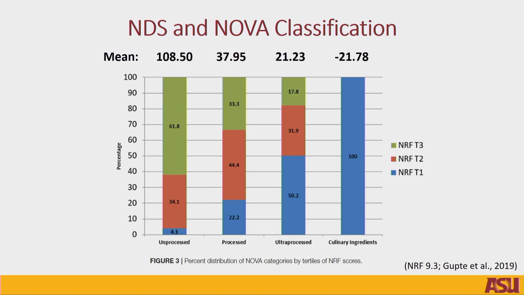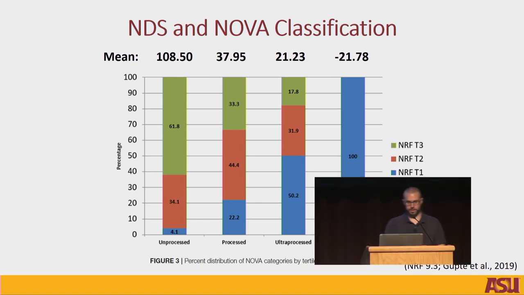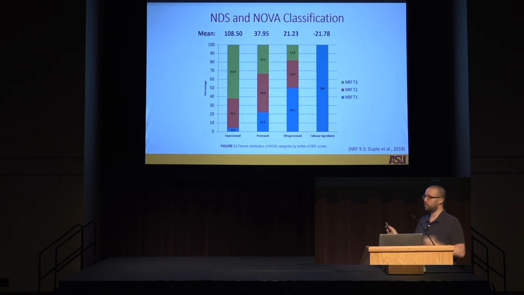And when we look at the means, we see that overall, unprocessed foods, 108. Then we drop down for processed foods, lower for ultra-processed foods, and then culinary ingredients are negative. So if you wanted to have a nutrient-dense, minimally processed diet, you would want to eat typically as much of this category as you can. But it allows for some wiggle room because you can have nutrient-dense foods here, nutrient-dense foods here, and I don't know what's in this category. I'd be very interested in seeing that.